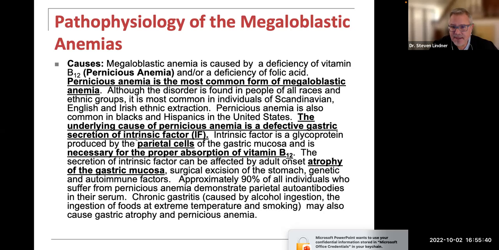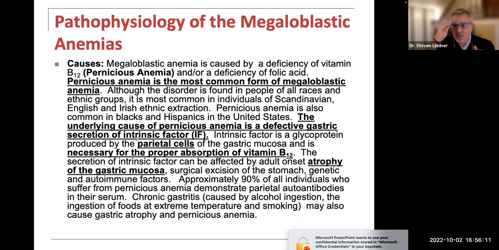Besides that, the intrinsic factor can also be affected in people that have atrophy of the gastric mucosa, and atrophy happens when people get a little bit older. The stomach lining starts to atrophy a little bit. So if it's atrophying, you're going to lose some of those parietal cells. You're going to lose the ability to produce intrinsic factor. A lot of the supplementation today of B12 typically has intrinsic factor with it.